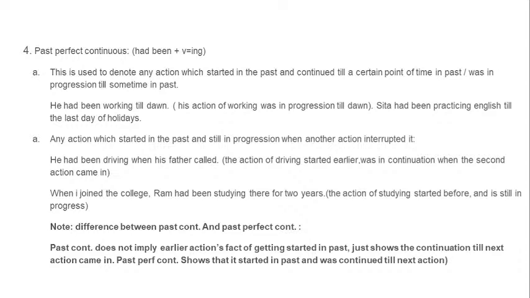The fourth is past perfect continuous. Okay. Now here again, as I have said, perfect tenses are important, so this also comes under that important part. See, the first instance, this is used to denote any action which started in the past and continued till a certain point of time in the past, that is, that was in progression till some time in the past. Like, for example, let's learn with examples.